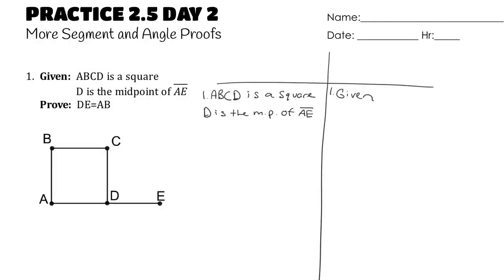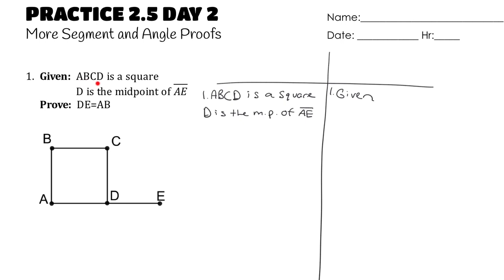All right, so in this video, we're going to go through the answers to the practice 2.5 day 2. Our very first proof, you can see we are given a square, and you're given the fact that D is the midpoint of segment AE. So let's go ahead and take a look at the very first clue.